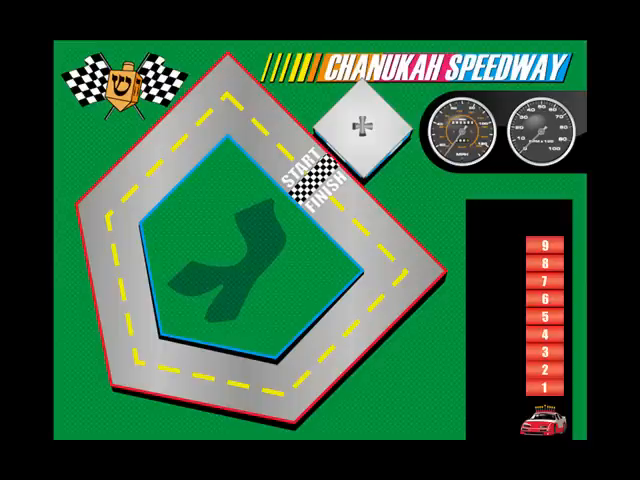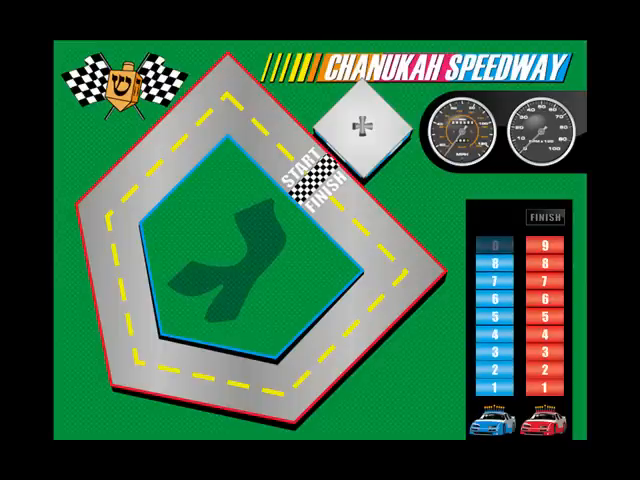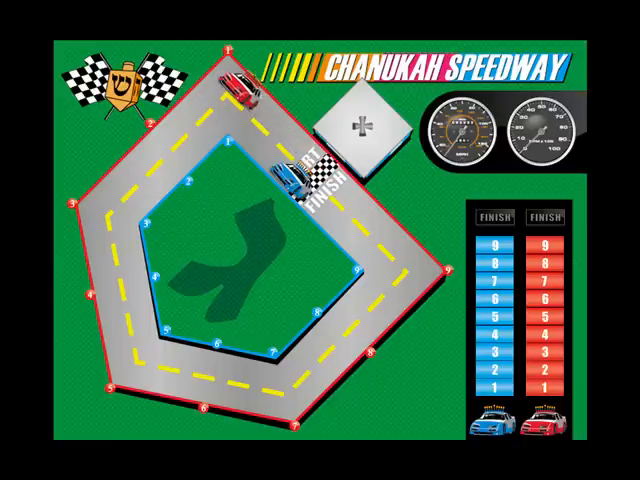There are two parts to the game to keep in mind. One is on the right hand side, the 1 to 9, the blue car and the red car. The other thing to keep in mind is the 1 to 9 numbers, which are the circle numbers found around the dreidel.